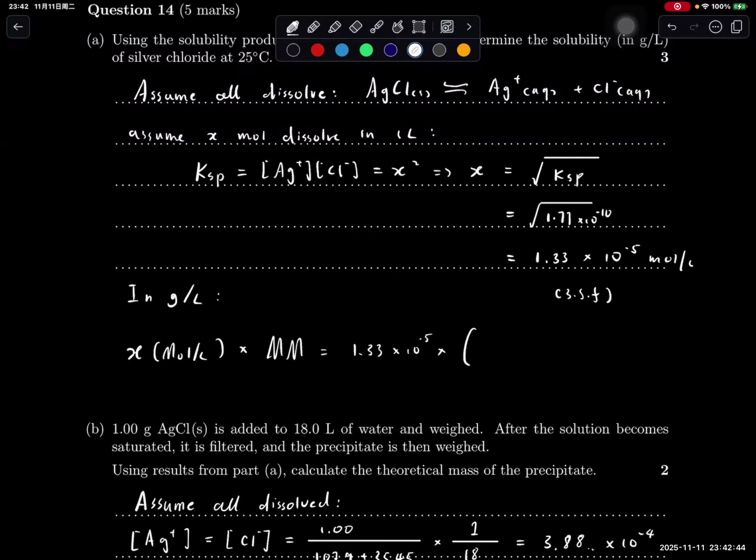Give me a sec. I need to check my formula sheet. So for silver, I think it's 107 something, yeah, 107.9. And then for chloride is 35.5, so 143.4, okay? Sorry about this, just give me a sec to calculate.